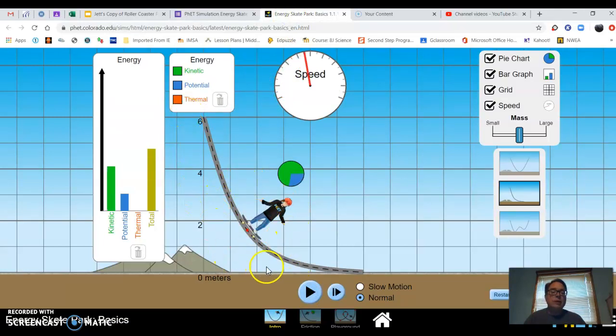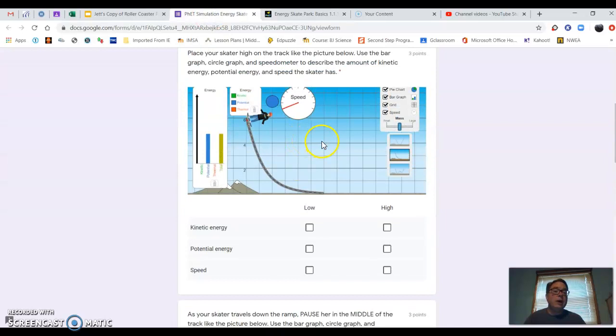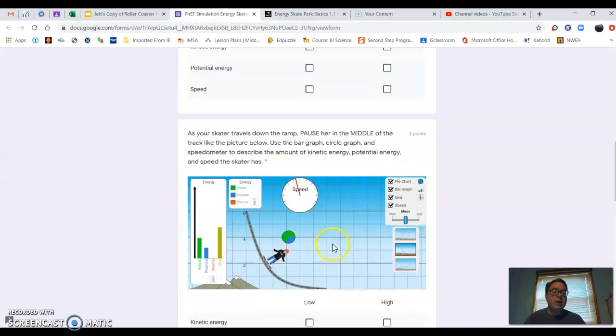There we go, about this location. Like I said, it doesn't have to be exact. So somewhere in here, what do you notice about the speed, kinetic energy, and potential energy compared with what you said up here? Okay, how does it compare?